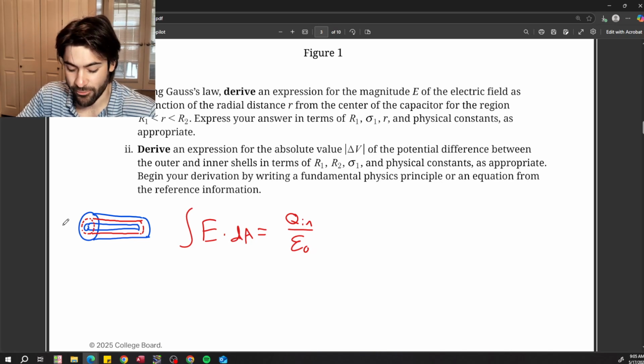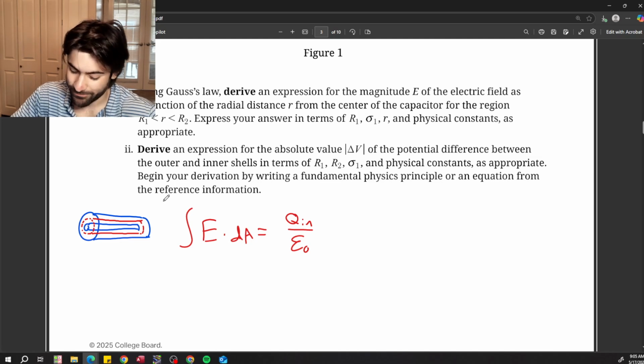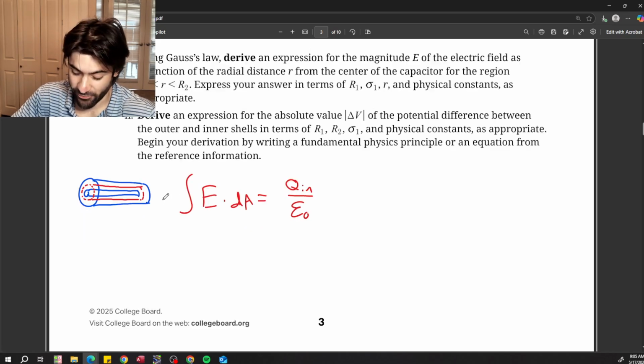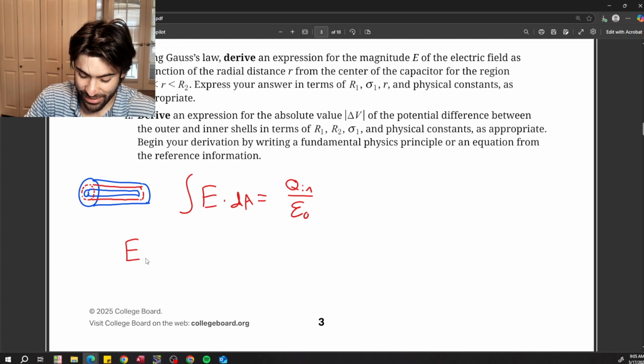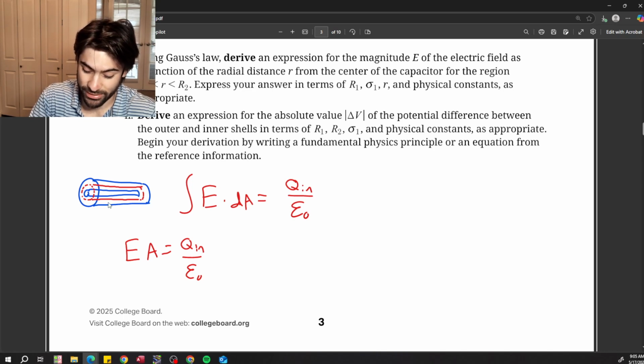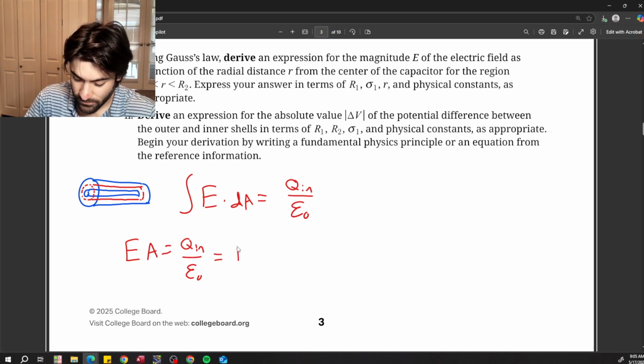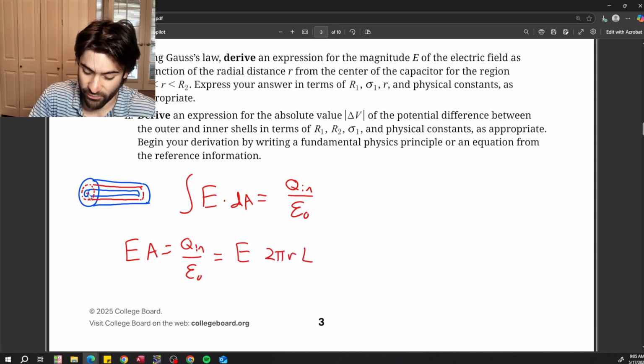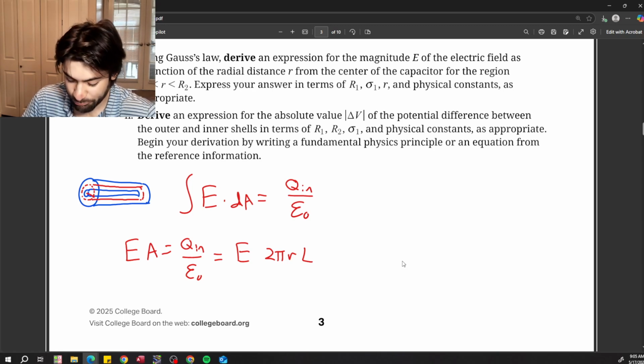Now, because it's one of the special Gaussian surfaces, being either a plane, infinitely long cylinder, or a sphere, we can simply write this as EA equals the charge inside over epsilon naught. Now, what is the area of the cylinder? Well, that's just going to be the circumference 2 pi r times the length. That'll be E times 2 pi little r L, because little r represents the radius of the Gaussian cylinder.